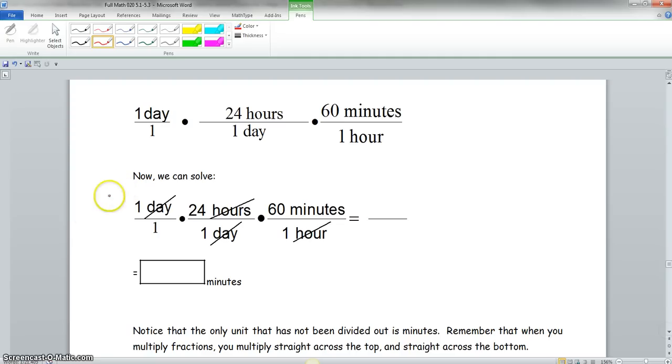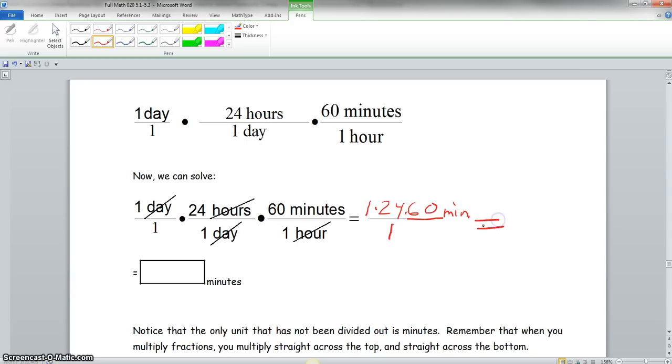Now, this is shown more expressly here. You notice day and day simplify out, hours and hours simplify out, and the only thing you will be left with is minutes. So we'll have 1 times 24 times 60. Now that will be in our numerator. Our denominator is 1 times 1 times 1. And we know that this ends in minutes in our numerator.